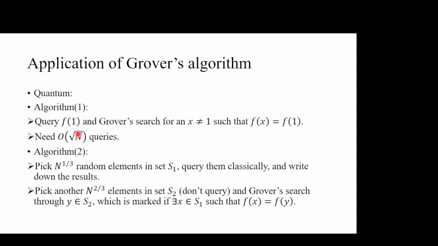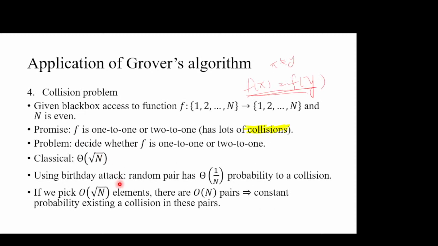Let's see what the dumb algorithm does. The easy algorithm is you just query f of 1, so you know what f of 1 is, and then you use Grover search for items x such that f of x equals f of 1. You try to find a collision this way. This needs order square root n queries because you need to search over n items, and there is only one collision with 1. So this needs order square root n queries, and that's the same as the classical query complexity.